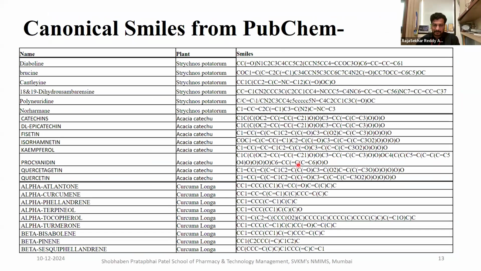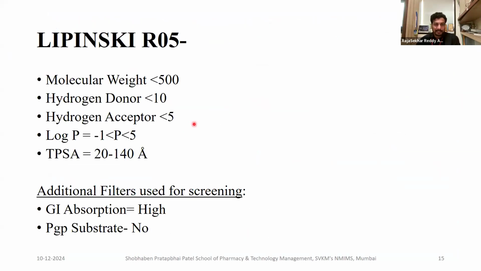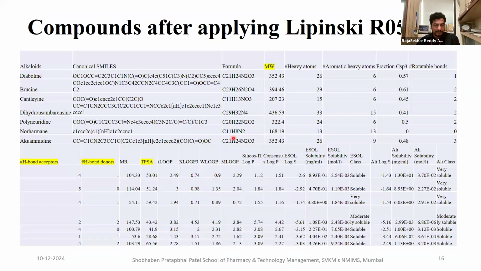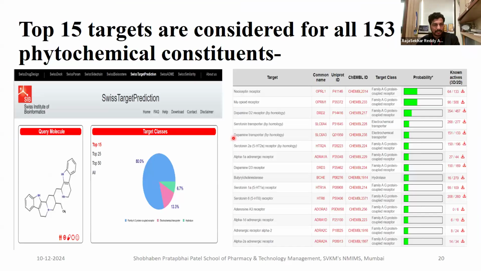List of chemical substances. This is the SMILES notation. I'll quickly go through this. This is the SwissADME prediction, how we'll be doing it. I'll show you in the demonstration if it is possible. And let me show you the toxicity and target information.